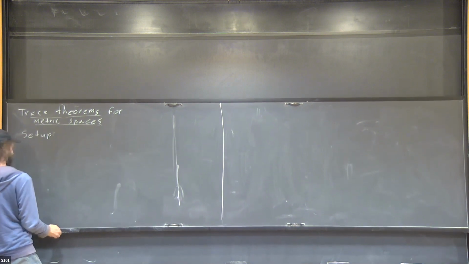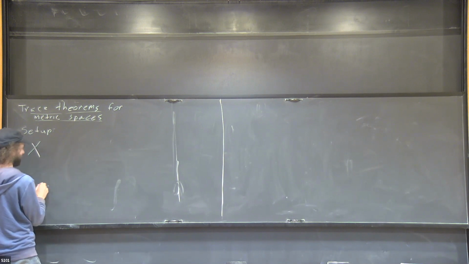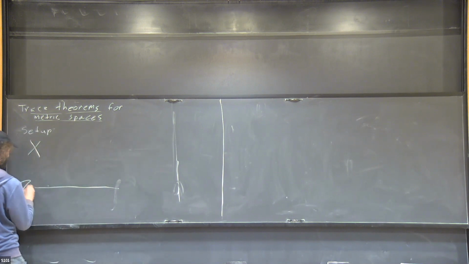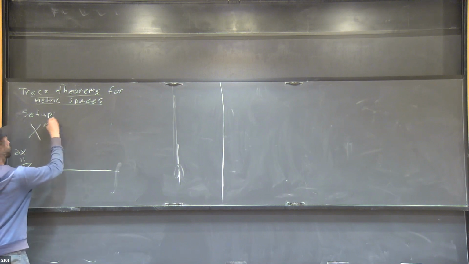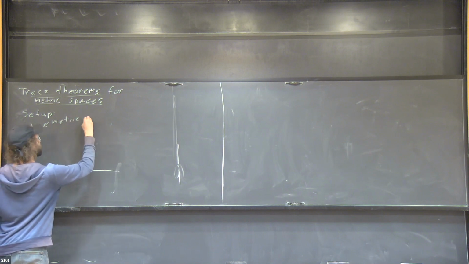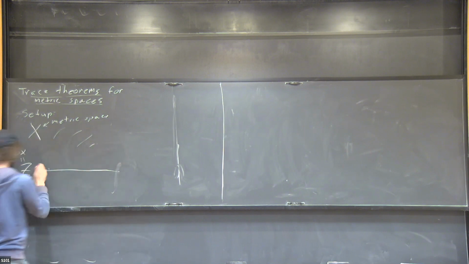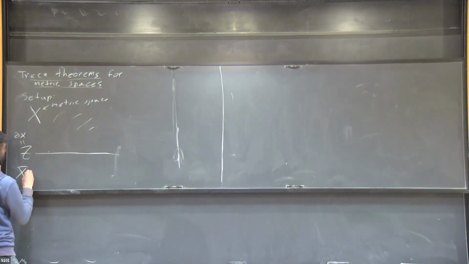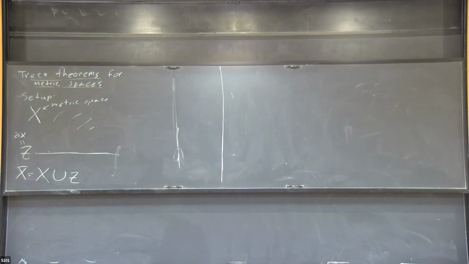So the setup, and I'm going to draw it suggestively in line with the main example I'm going to share, is I've got a metric space X, and let's just make Z the boundary of X for today, so that it's a metric space. This is X up here, and then Z is going to be my line across the bottom here. So X bar is the completion of the space, the union of X and Z.